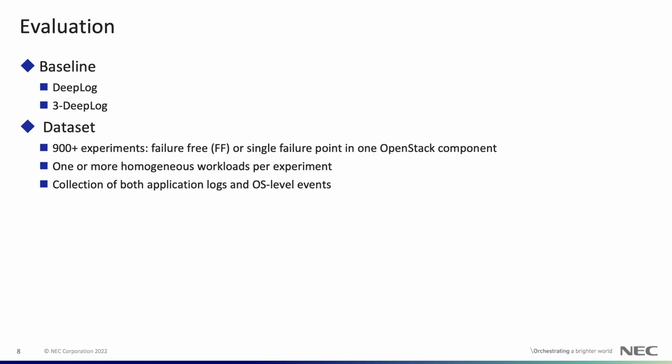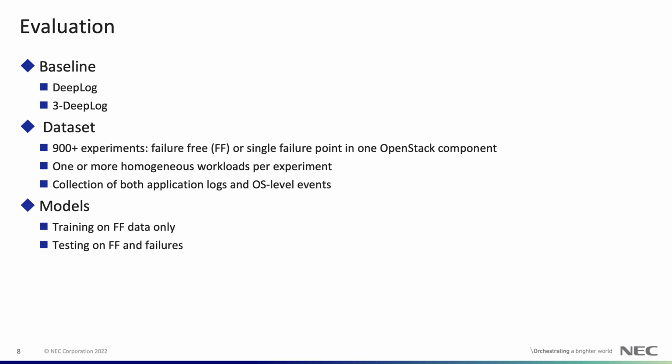We generated a dataset including more than 900 experiments. Each experiment is either failure-free or includes a single failure point in one of the stock components among Nova, Neutron, and Cinder. In each experiment, we run one or more homogeneous workloads, including all the operations required to create, start, stop, and delete a virtual machine. During the process, we collect both application logs and operating system level events. The first are used by dplog, while the latter are used by syslrn.